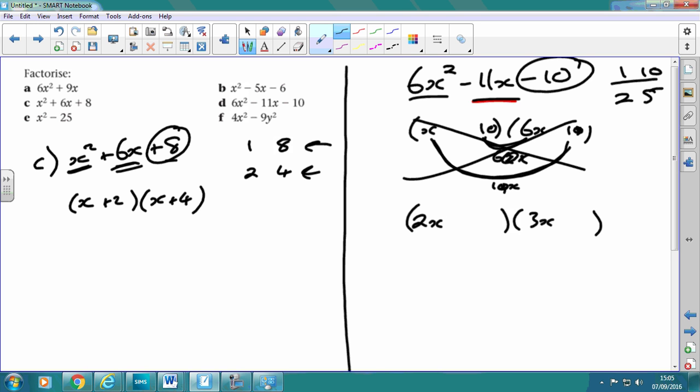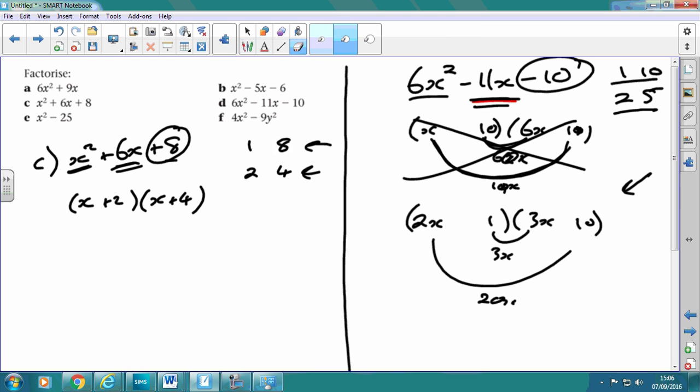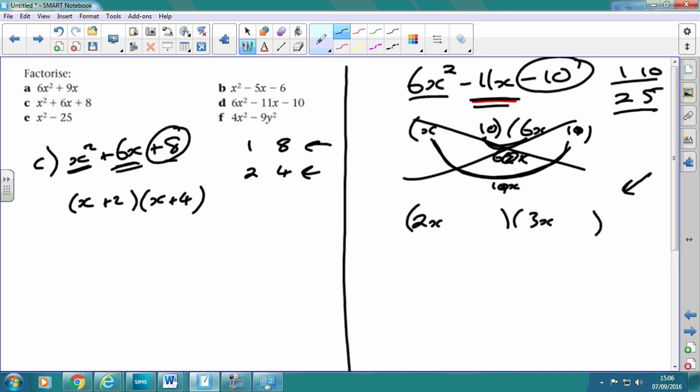So let's try 1 and 10 and 2 and 5 on this one down here. So if I put 1 here and I put 10 here, 1 times 3x is going to be 3x. 2x times 10 is going to be 20x. Again, I can't use 3x and 20x to make 11x or make minus 11x. So let's try it the other way around. If we put 10 there and 1 there, again, save myself some rubbing out. If I do the 10 times a 3x, that's going to be 30x. If I do 2x times 1, that's going to be 2x. I can't use 30x and 2x to make 11x. So let's just get rid of those.